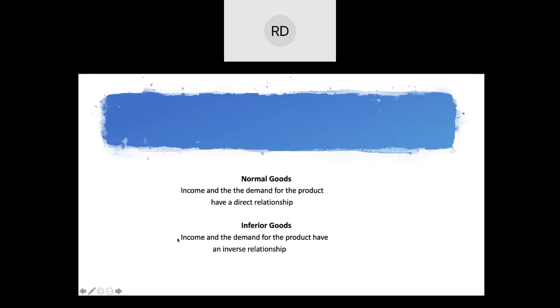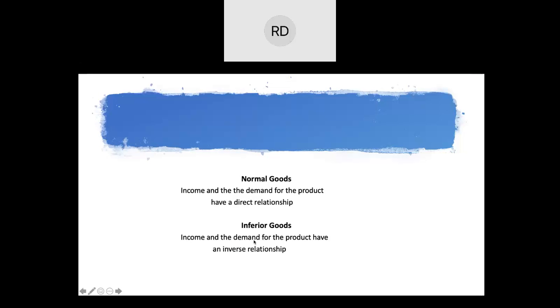If I have more money, if my income increases, then my demand for cheap coffee decreases, right? Because I'm gonna buy better quality coffee. So my demand for cheap coffee decreases, and we are going to say that the increase in income and the demand for cheap coffee have an inverse relationship, because if I have more money, well, I'm gonna buy less of cheap coffee. I'm gonna buy better quality coffee.